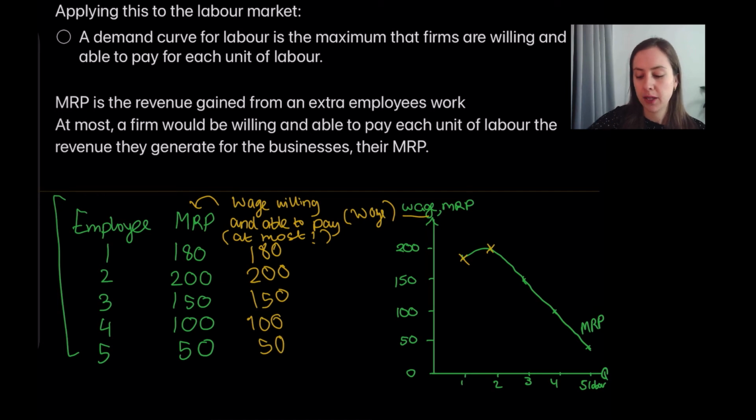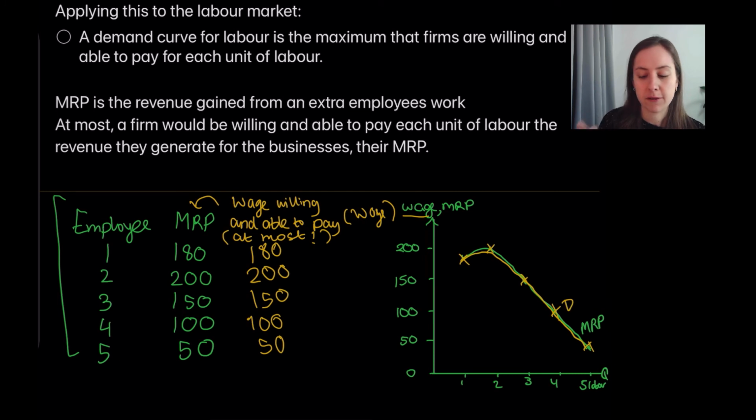Let's plot them. So for worker 3, at the most the firm can pay 150. For worker 4, at the most the firm can pay 100. And for worker 5, the firm can pay at the most 50. And now I'm just plotting a demand curve, because I have plotted the most that a firm is willing and able to pay for each quantity of labor. And we've discussed that's what a demand curve is.